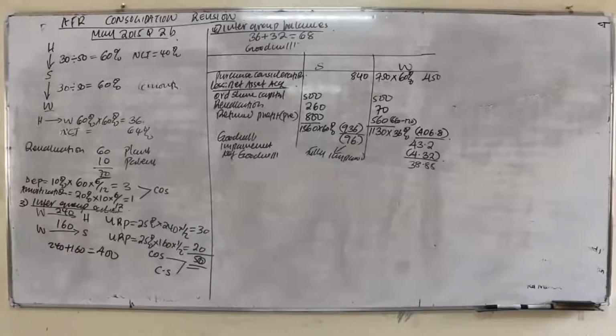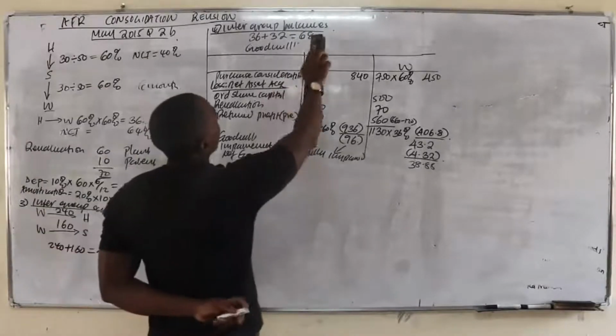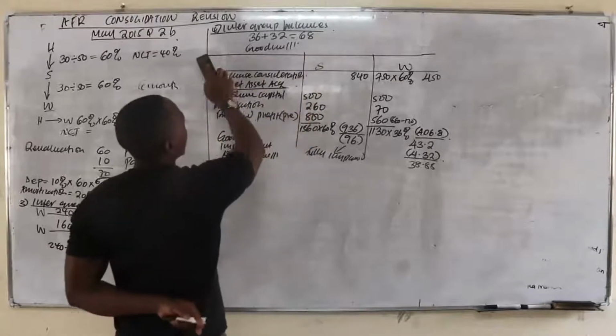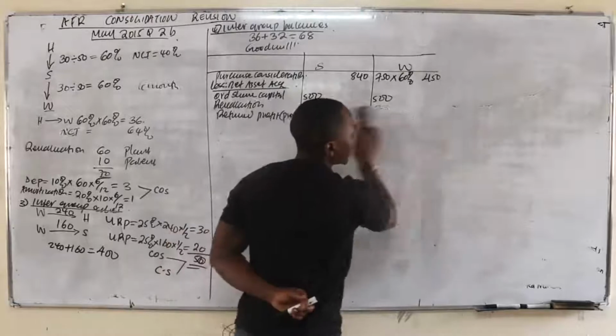Good. So now let's present the balance sheet. So let me just grab this. Intergroup balances was 68. Just note that. And the goodwill is 8.88. That's the only item we need for the balance sheet.